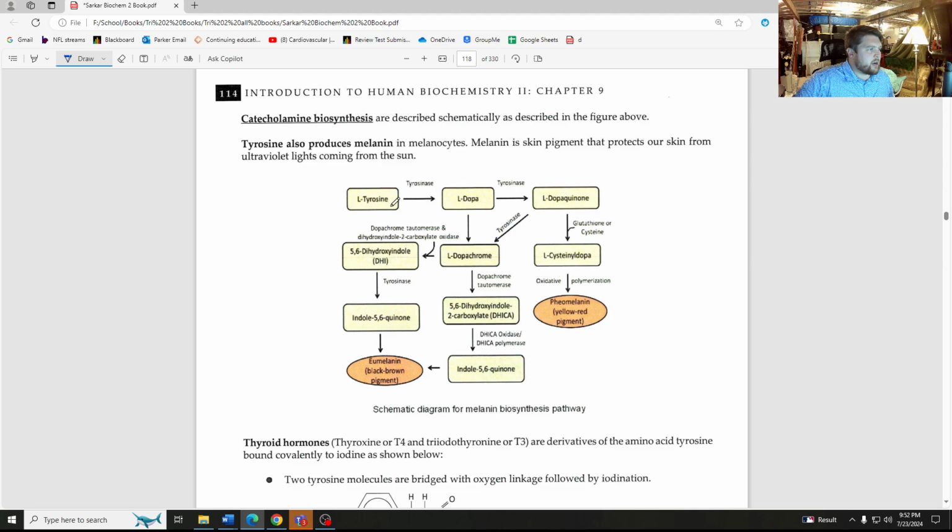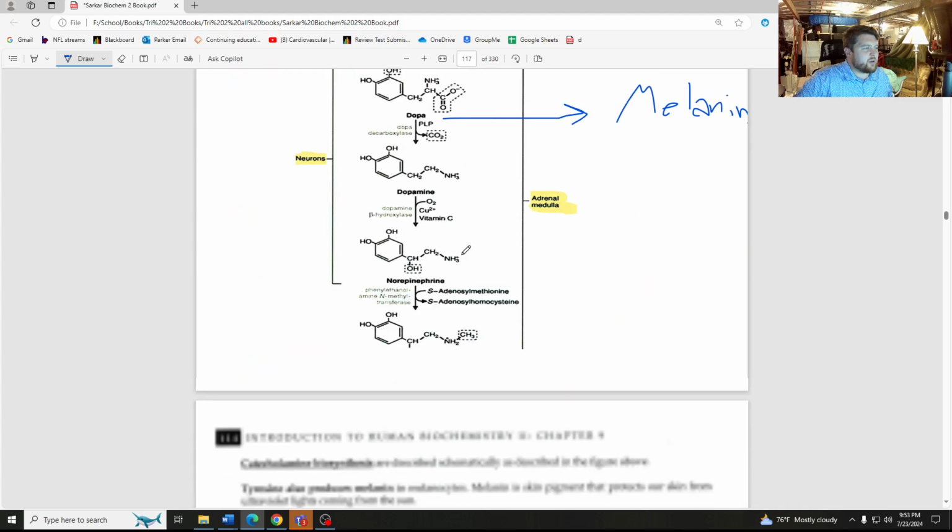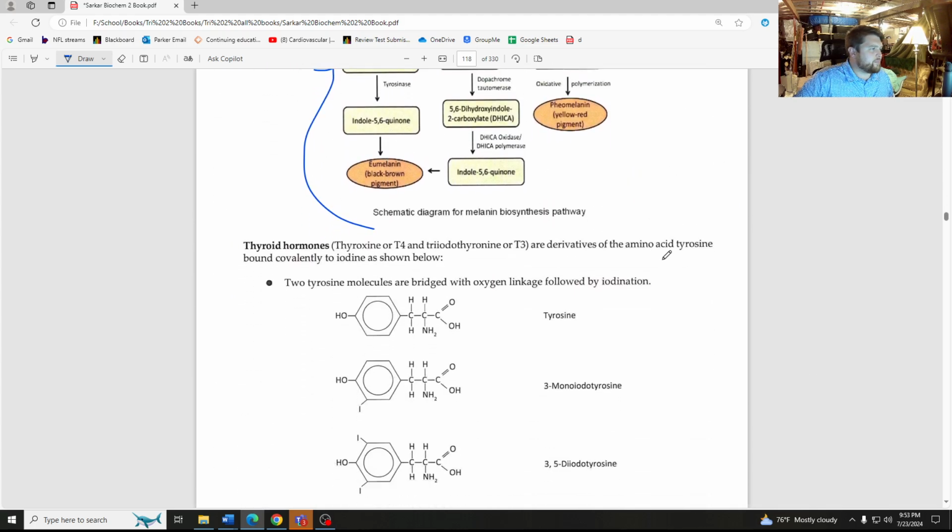So here, L-tyrosine, L-dopa. This goes into a lot more detail than I ever remember him talking about. I'm not going to spend a lot of time on this, because I don't remember him ever going this deep. If he did in the lecture, I would go back and look at the lecture. I'm not going to spend a lot of time going through this entire schematic. I would focus more attention on this guy up here compared to this down here.